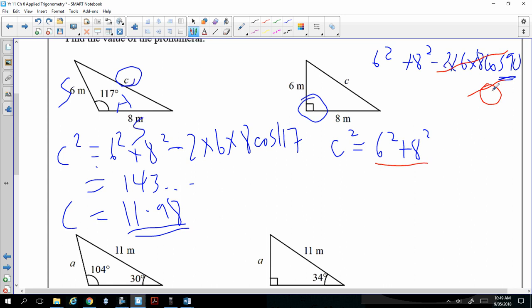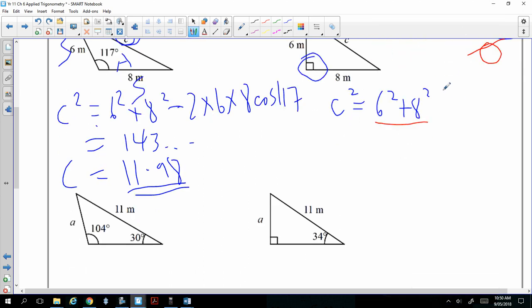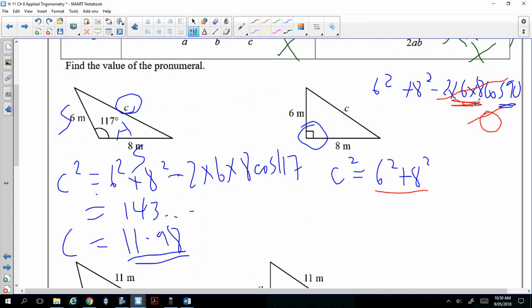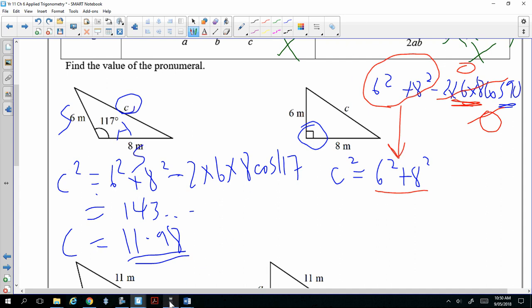So if you do cos 90, you get 0. And what happened with 0? What happened to the 2 times 6 times 8? It becomes 0, isn't it? So it ends up with this anyway. But you're doing extra work when you use the cosine rule. You might as well use the Pythagoras theorem. Okay? So let's do that. So you go 6 squared plus 8 squared. Use a calculator. You should get 10, right? If you remember your Pythagorean triad.